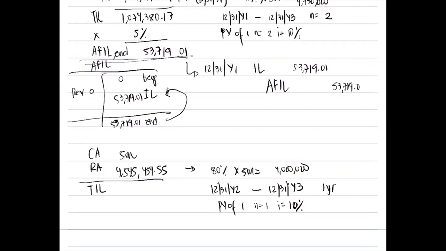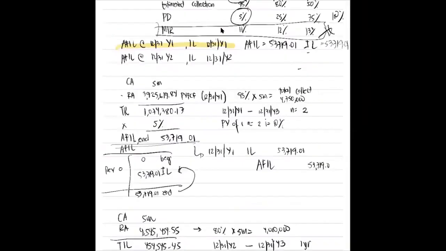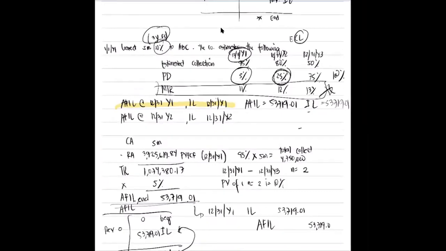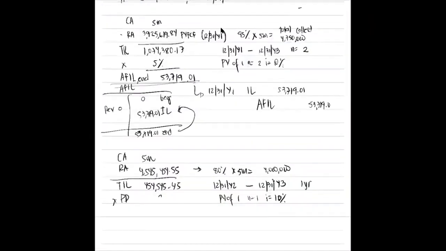Okay. So what is our total impairment loss? We have 454,545.45. You multiply it to the probability of default. O, bumalik tayo doon sa example natin. Year 2, our probability default is 25%. So times 25%. So what is 25% of this? We have 113,636.36. So this is our AFIL end.